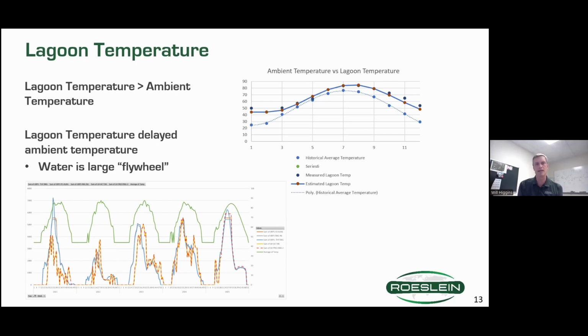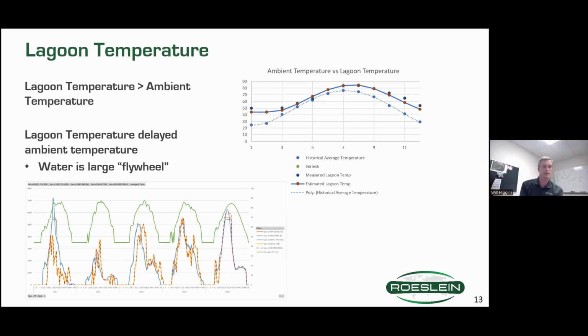And you can see it's not exactly the same shape as the ambient air temperature. In this case, July would be the peak ambient air temperature, but for the lagoon, the water temperature probably peaks in August. So there's that shift in when the peak temperature is, and that kind of dictates when your peak gas production will be. And so we are generating shapes of the lagoon liquid temperature to try to understand how that's going to impact our gas production.